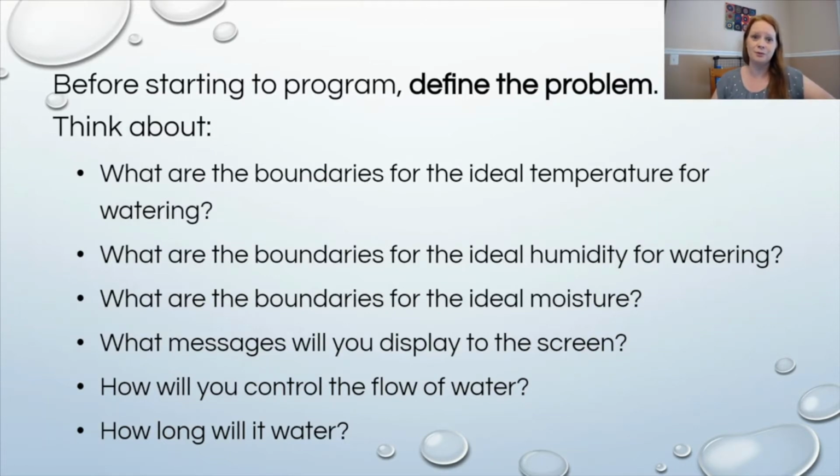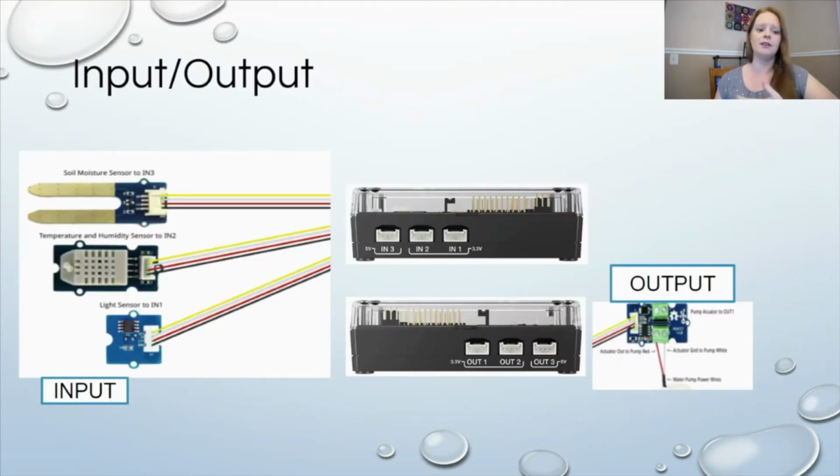To develop our code, we need to understand how our sensors work. Our light level, our temperature and humidity, and our soil moisture are all input sensors. And then our water pump is our output. We need to understand how to write the code for each of the sensors, what information those sensors are going to be taking in, and then how we can control our water pump.